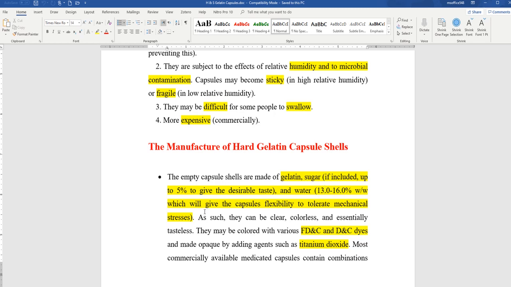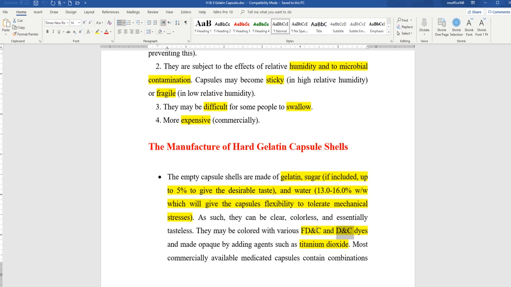So, gelatin and water are the main composition. What other things can be added? Well, there are other ingredients that are not compulsory. They are additional ingredients, and these include color. So I can add color to the capsule shells. So the capsule shells can be colored. The colors that you are allowed to use should belong to the groups F, D, and C or D and C. These are the permitted colors, the safe colors that you can add to the capsule shells.